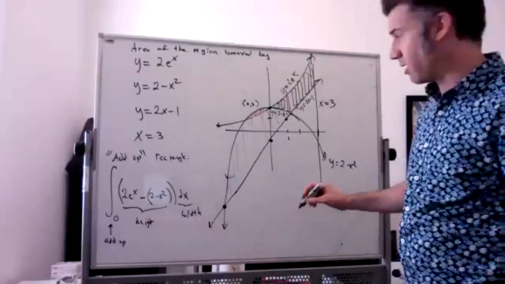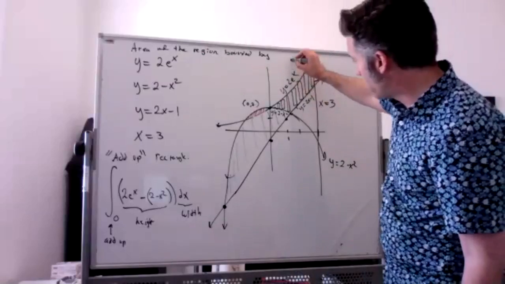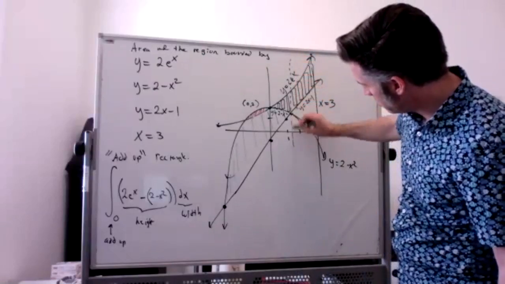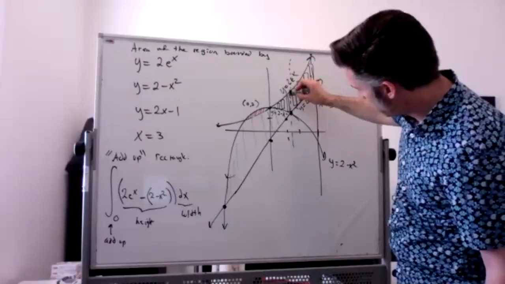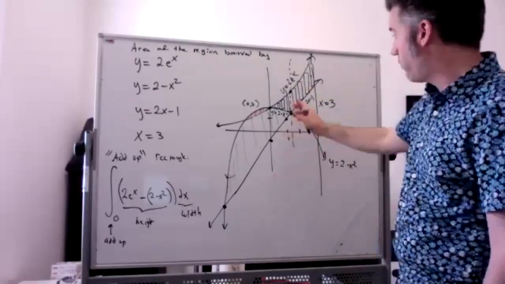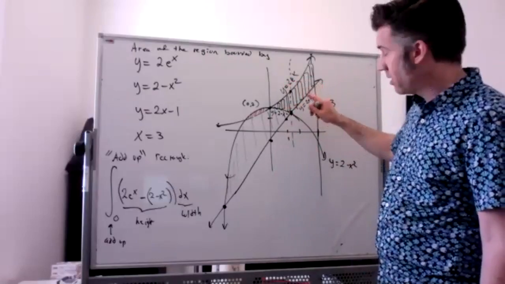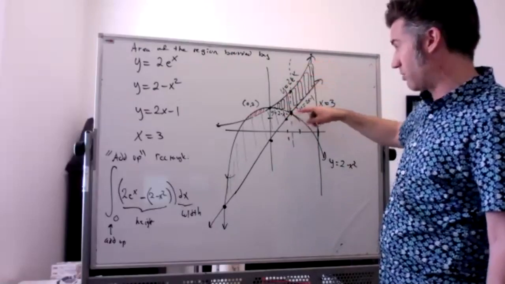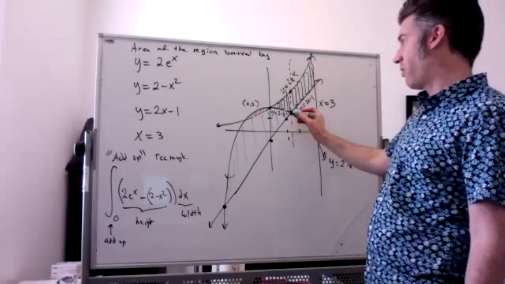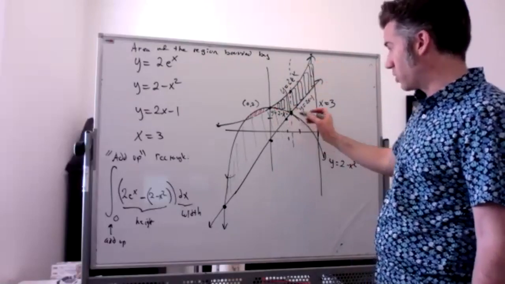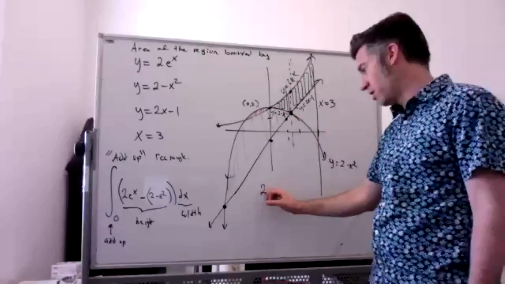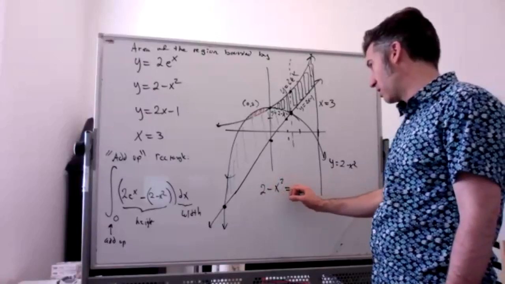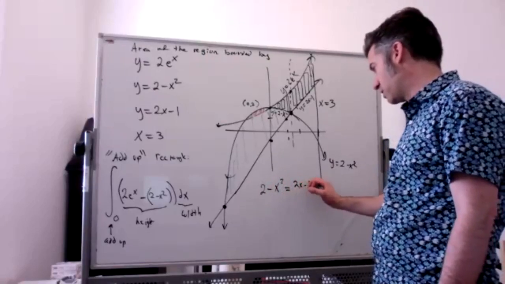Now, how far right do they go? Well, the problem is right here, we have a change. If you move past this vertical line, the top function is still 2e to the x, but the bottom function now is 2x minus 1. So we have to figure out where these two functions intersect. We have to figure out where 2 minus x squared equals 2x minus 1.